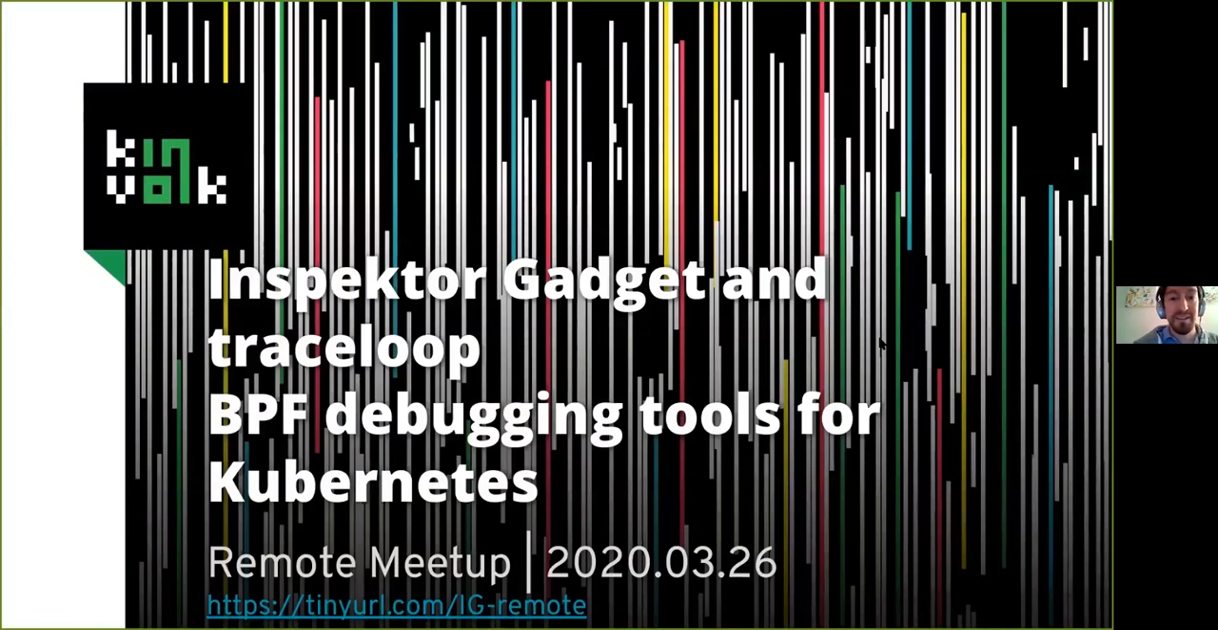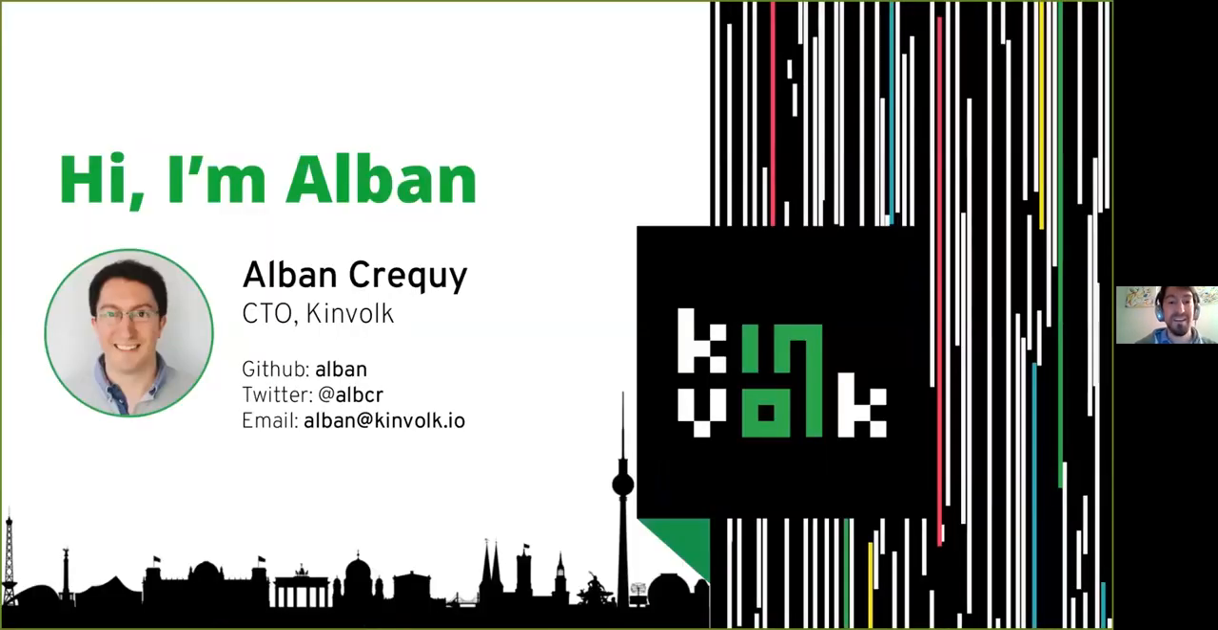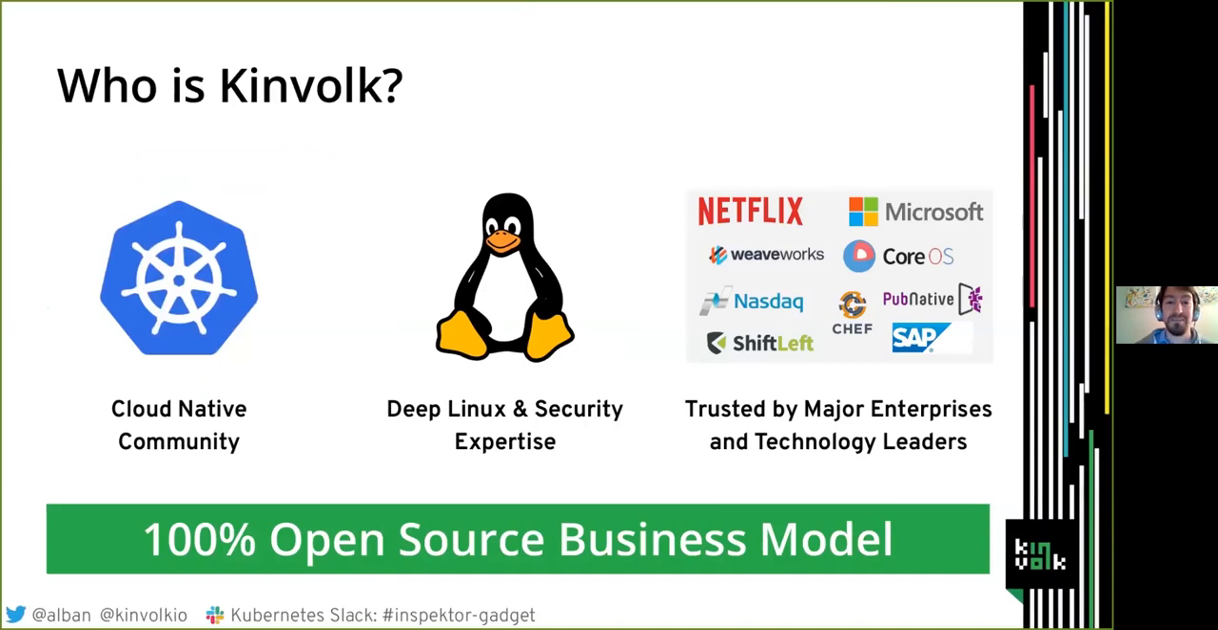Okay. So I will talk about Inspector Gadget and Traceloop and how to debug your application in Kubernetes with BPF. My name is Alban. I live in Berlin. I'm a CTO at Kinvolk. Kinvolk is a company that cares about Kubernetes and Linux, and we both provide support on our Linux and Kubernetes distribution and do consulting work on different parts of the system.